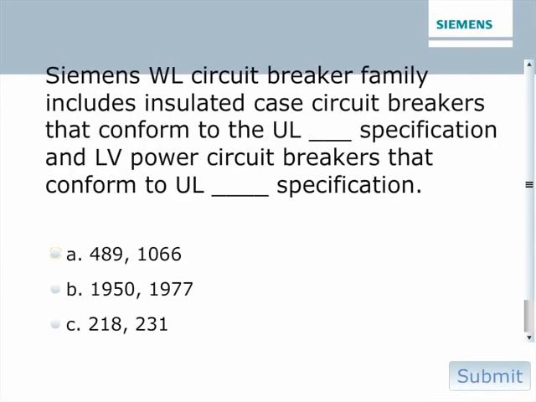Question 3. Siemens WL circuit breaker family includes insulated case circuit breakers that conform to the UL blank specification and low voltage power circuit breakers that conform to the UL blank specification. Is it A, 489, 1066, B, 1950, 1977, C, 218, 231, or is it D, none of the above?